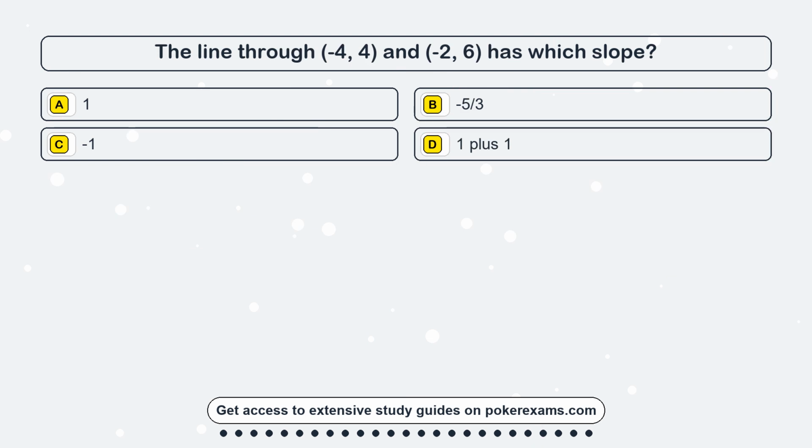Question 13. The line through -4, 4, and -2, 6 has which slope? Option A 1. Option B -5/3. Option C -1. Option D 1 plus 1.